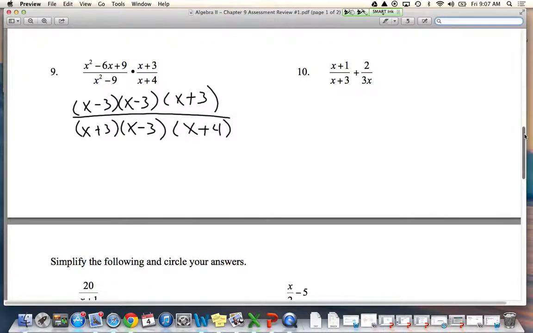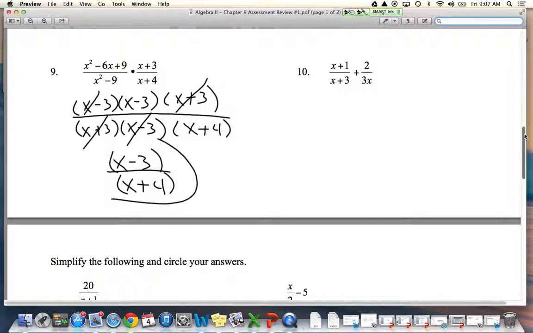So what can I do here? I have an x minus 3 and an x minus 3, an x plus 3 and an x plus 3. So on top, looks like I'm left with an x minus 3. And the bottom looks like I'm left with an x plus 4. There it is.